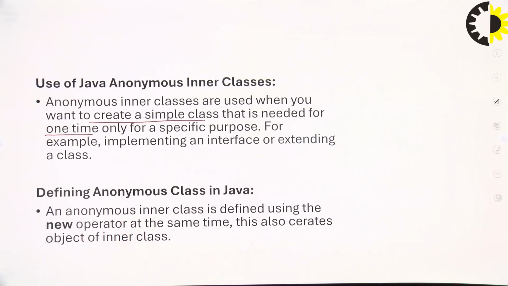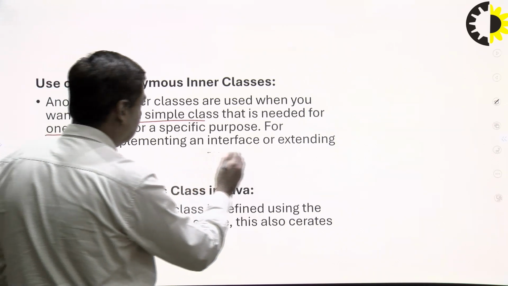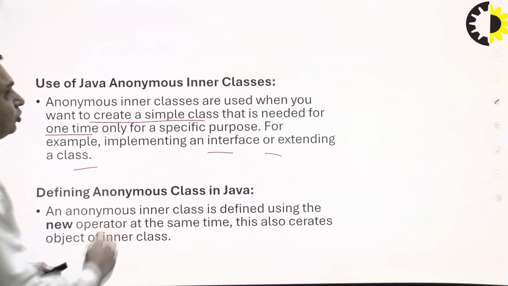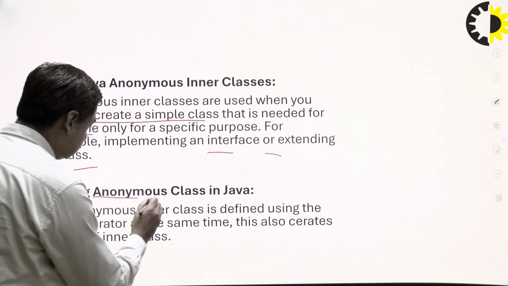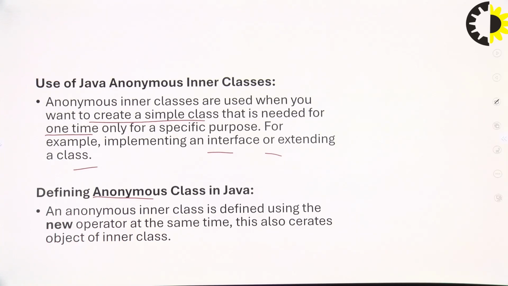It is generally used to implement an interface or extend a class. You know that in an interface we have an abstract method. If you want to give the implementation of this abstract method, in that case we can use an anonymous inner class. Then how will you define the anonymous inner class? It can be defined with the help of the new operator. We are not giving any name to the class. We just use the new keyword. With the help of this, we are able to create a class without any name.